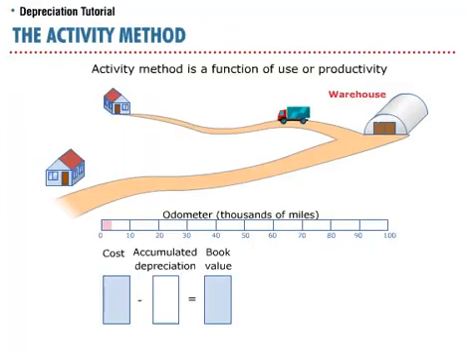The activity method assumes that depreciation is related to the use or productivity instead of the passage of time. The useful life of the asset is measured based on either the output it provides or an input measure, such as the number of hours it works.